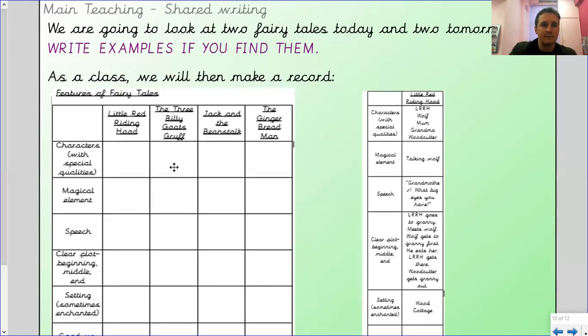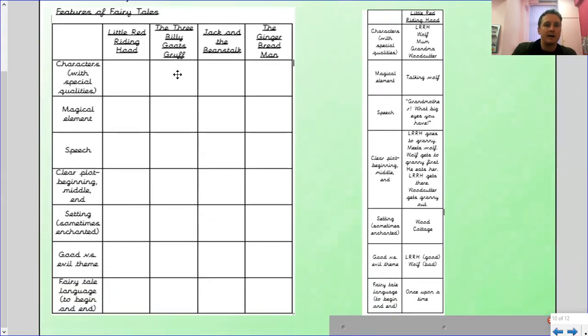You're going to fill in the Three Billy Goats Gruff, the next column. You're going to tell me what characters there are in the Three Billy Goats Gruff. What are the magical elements? Is there any famous speech? I know what answer I'm looking for there. There is some definite famous speech in this fairy tale. Give me a little summary of what the plot is. Where's it set? Is there a good versus evil? I think there is. I'm answering all of these in my head now because I know the story quite well. So see if you can have a go at filling in the Three Billy Goats Gruff.